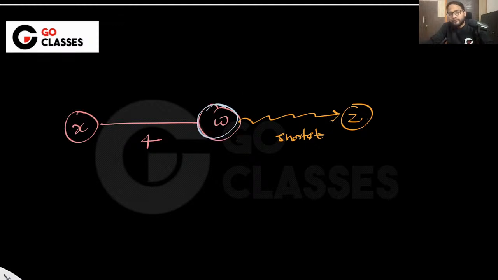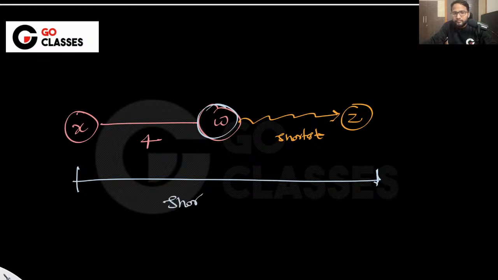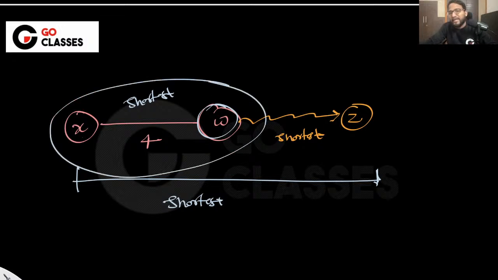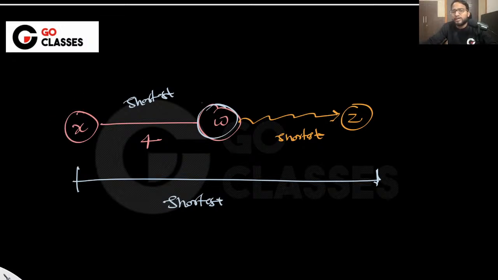So what I'm saying here is that this is shortest, that's fine, right? This is shortest because that is given to us. And then they're saying if X to Z you want to go, then go via W. So this is also shortest, right? And if this is shortest, then this shortest is anyway given. Then actually, if X to Z is shortest, then any sub path, which is X to W, W to Z, that has to be shortest. This is also shortest.